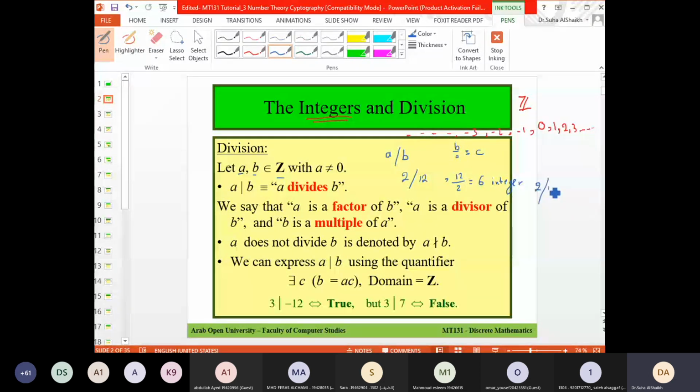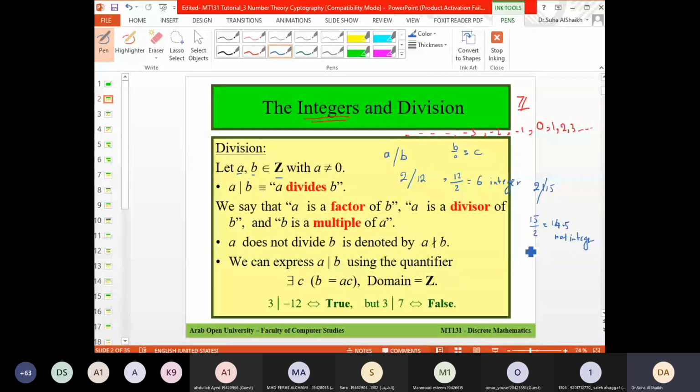Example: does 2 divide 15? No, it does not divide 15, because 15 divided by 2 is equal to 7.5, which is not an integer. Yes, sorry, it is 7.5, you are correct. It's a decimal, so it's not acceptable. I'm talking about integers. So 2 does not divide 15.